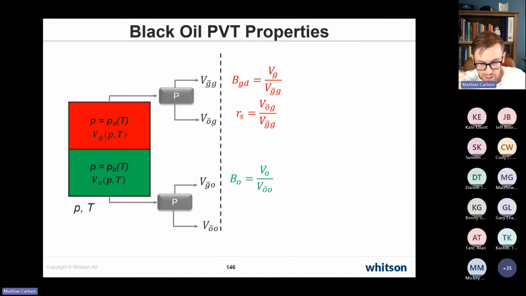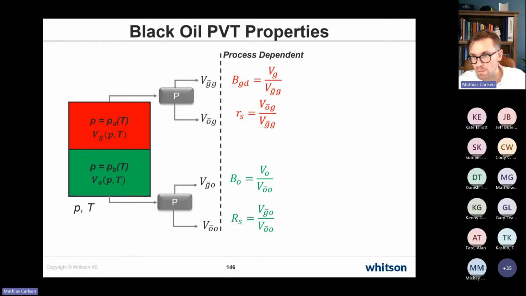So you have the formation volume factor for oil is the reservoir oil divided by the surface oil originating from the reservoir oil. And the solution GOR is the surface gas originating from reservoir oil divided by the surface oil originating from the reservoir oil. So you need to see that those are different.